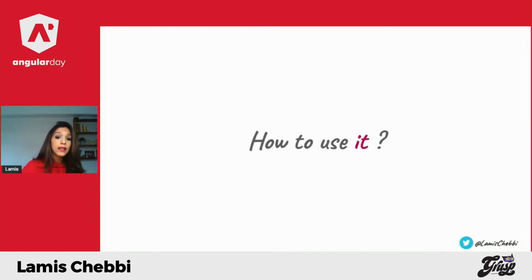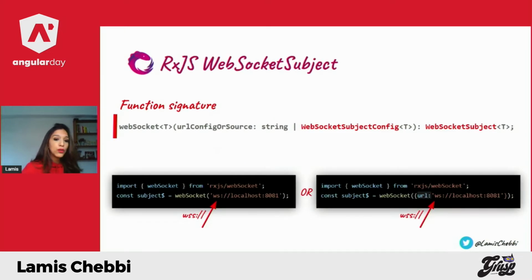And in order to use it, all that you have to do is call the WebSocket factory function available under the RxJS WebSocket subject. So you just call this factory function after importing it, and you give the URL of your WebSocket endpoint. Here I gave the URL. It's local on my machine. And you can use WS or WSS for secure web sockets.